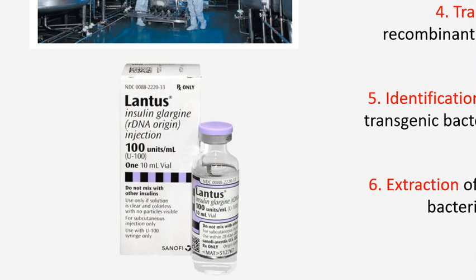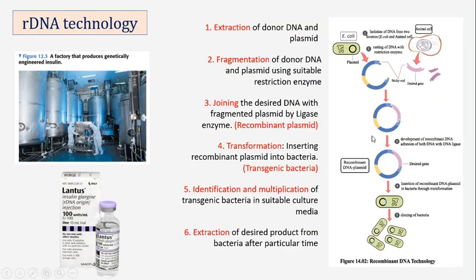That is actually called rDNA. That means this human insulin has been produced by recombinant DNA technology. So these are the processes followed in recombinant DNA technology. The first one is extraction of DNA and plasmid, then fragmentation of plasmid and human DNA, and then joining the insulin gene with plasmid, and then transforming the recombinant plasmid into bacteria, and then identifying the transformed bacteria, and then multiplying it in a specific culture medium, and then extracting the product from the culture medium and marketing it.